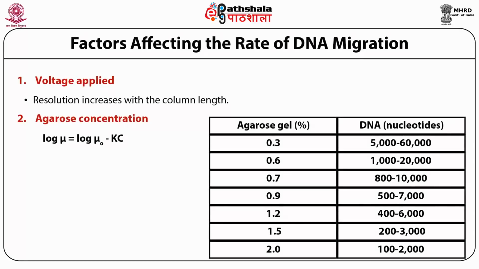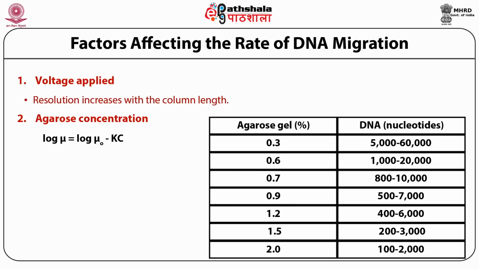The factors affecting the rate of DNA migration. The first and foremost is the voltage applied. At low voltage, the rate of migration of DNA fragments is proportional to the strength of the electric field applied. However, at high voltages, there is a differential increase in the mobility of DNA fragments with high molecular weight. This leads to a decrease in resolution.